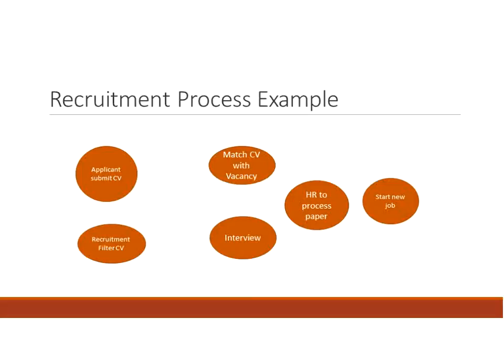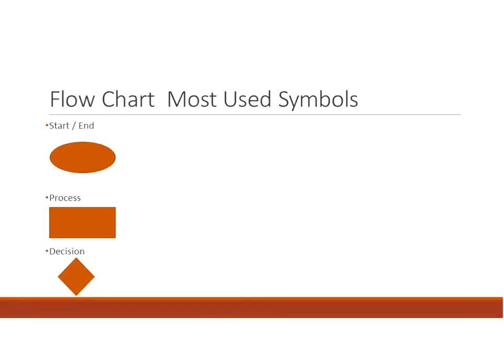But is it clear? Is it sequential? Can you build on it? Can you know the order of each of them? No, we can't. So we have to do a flowchart to make this process easier.